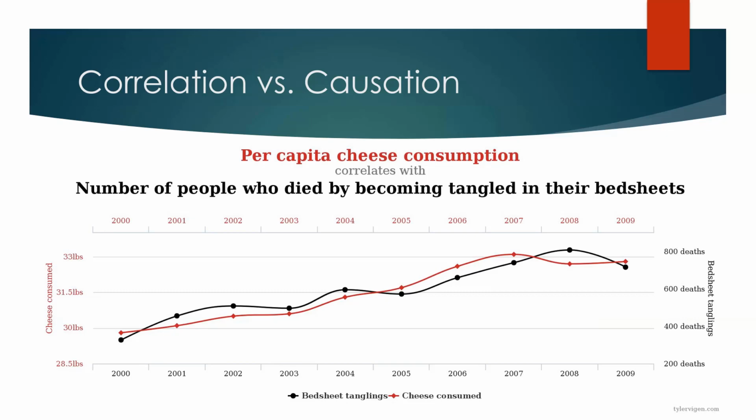So they are correlated statistically, and someone might misinterpret that as saying that cheese is causing people to die in this way. But that's not what this data tells us. This data just says that they're statistically related. We don't know if one is causing the other. Maybe more people are eating cheese to deal with the grief of people who have died because they tangled in their bed sheets. We don't know either way. We don't know if it's X causing Y or Y causing X. All we know is that X is related to Y.